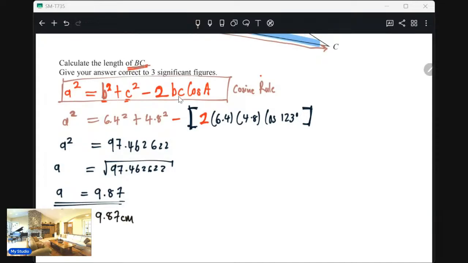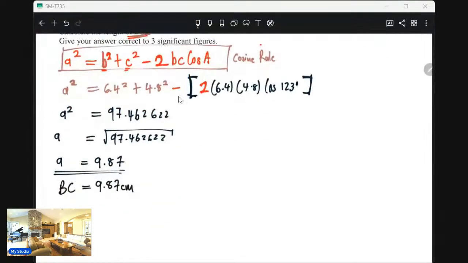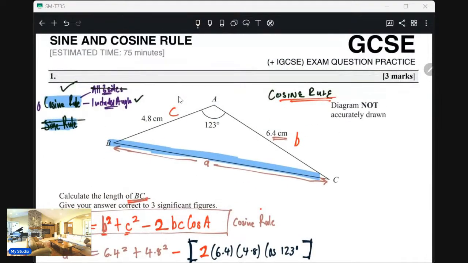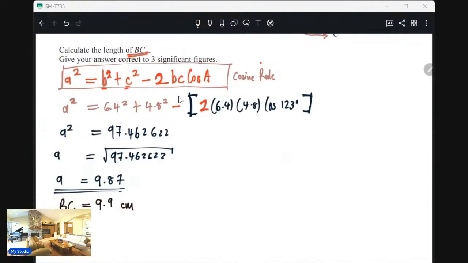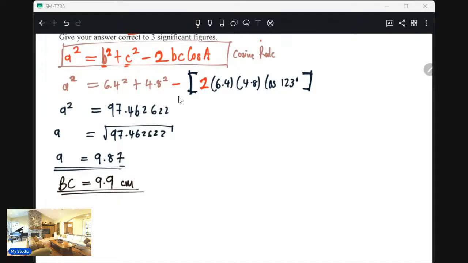Have you seen this? And since this one is to one decimal place, we can also put it to one decimal place, which makes it 9.9. We look, this is 5 and above, so we add 1 here. It becomes 9.9 centimeters. You are done. Look at this. What a mathematician.